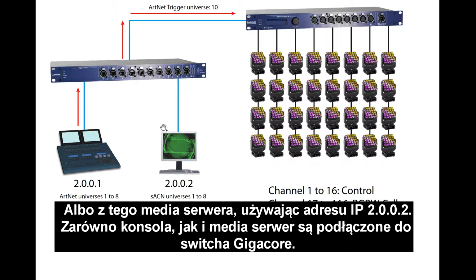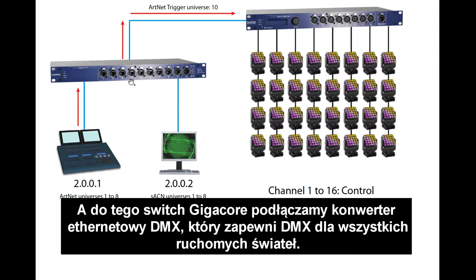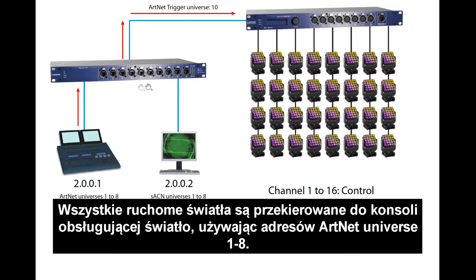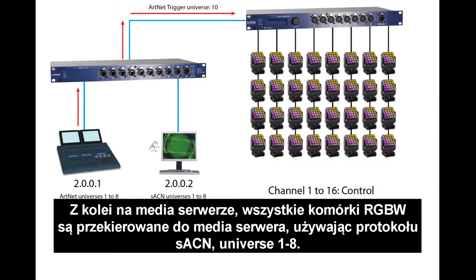Both the console and the media server are connected to a gigabit switch, and from this switch we connect an Ethernet DMX converter which will provide DMX to all moving lights. All moving lights are patched inside the lighting console by using ArtNet Universe 1 to 8, while on the media server all RGBW cells are patched by using protocol sACN from Universe 1 to 8.